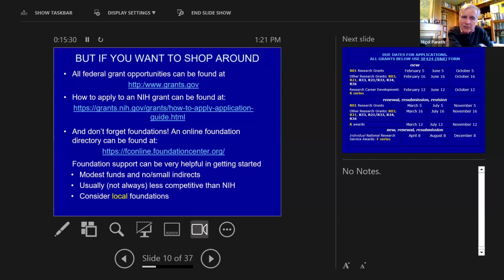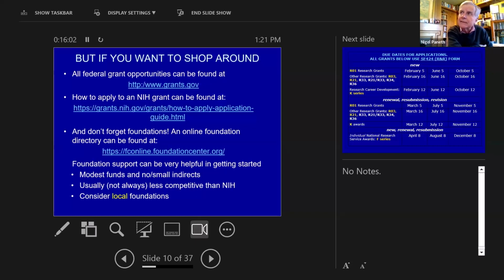And I would say don't forget foundations. I'm not going to talk much about foundations. Every foundation has a different format, but there is an online directory of foundations, and foundation support can be very helpful in getting started. The funds are usually not as much as NIH. Indirects are small or non-existent, which doesn't make your administrators and your university happy. They're usually, not always, less competitive.